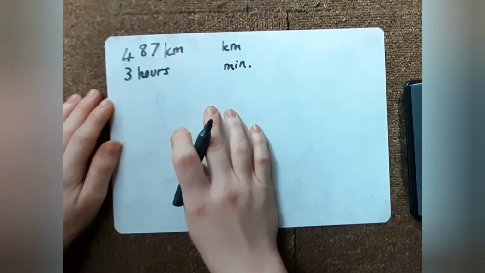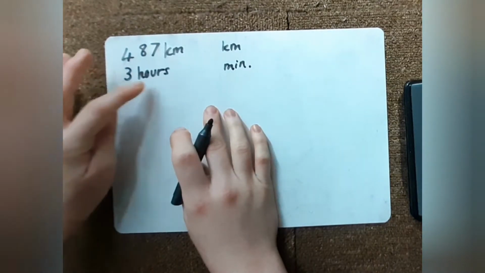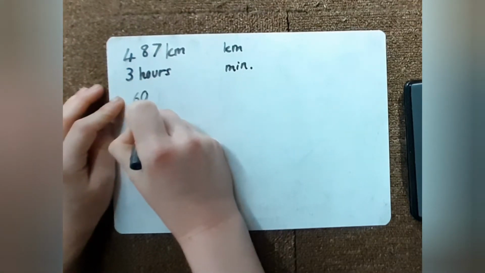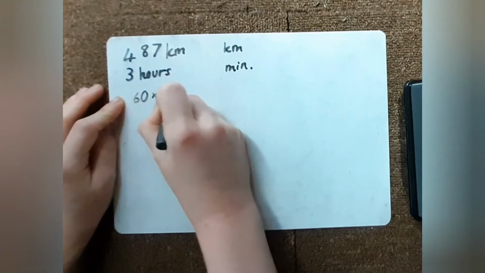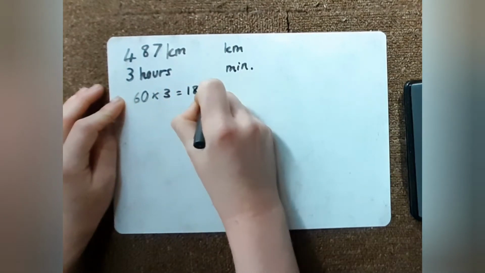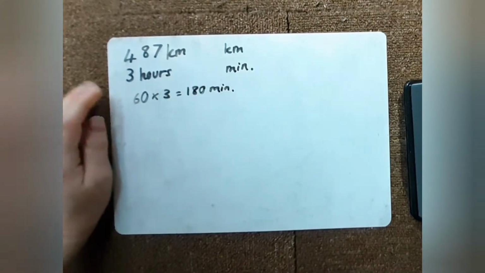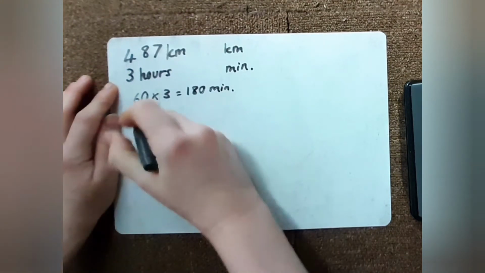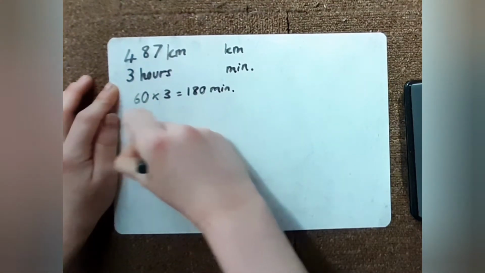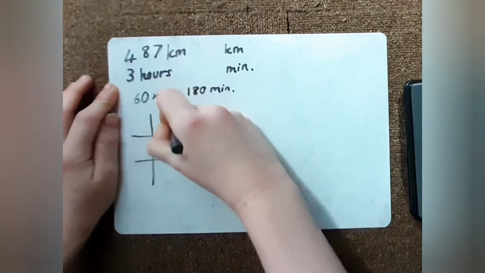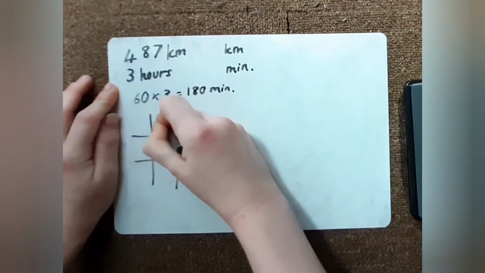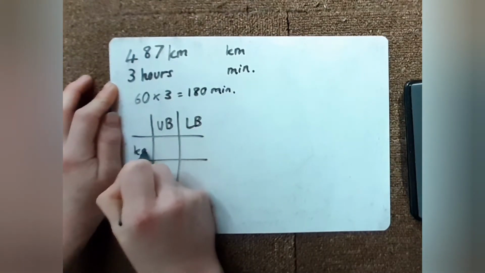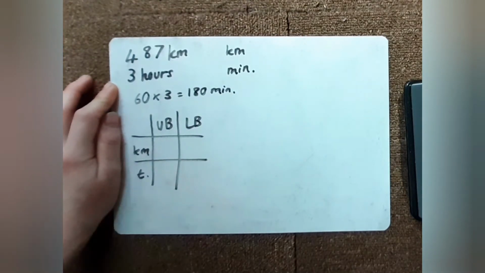So first I'm going to change 3 hours into minutes. So since there are 60 minutes in every hour, I can multiply that by 3 to get 180 minutes in 3 hours. But for this we need to work out our upper and lower bounds. So I'm going to draw a little table here. So I'll write upper bound, lower bound, and then kilometres, and then time there.